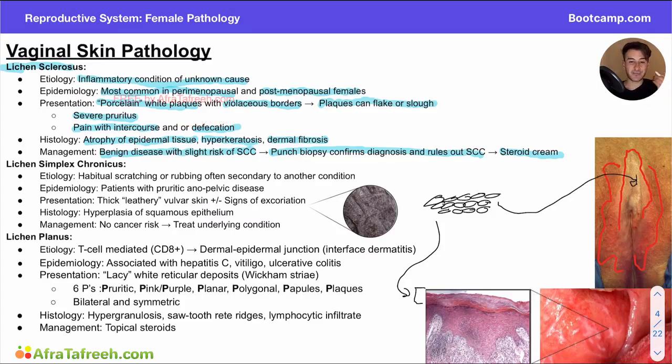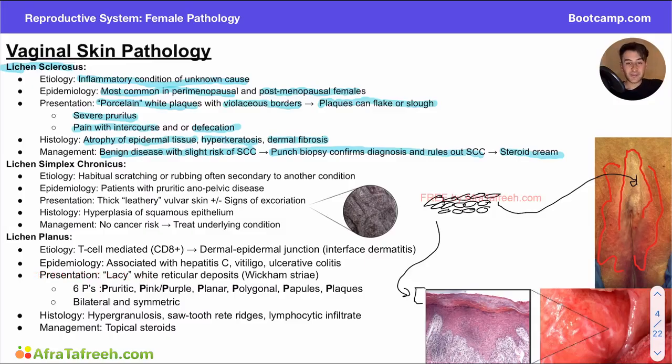That white shiny porcelain-like skin is very much related to this hyperkeratosis and dermal fibrosis that you would expect to see on histology. However, it is unlikely that you'll see a picture of the histology on this exam, but I just wanted to mention it because it may come up in a question stem in written words.